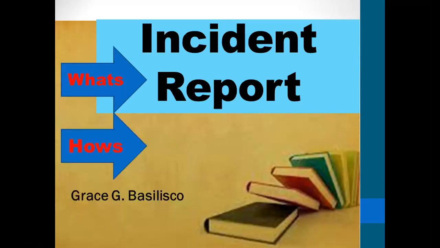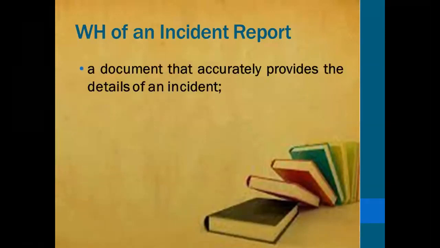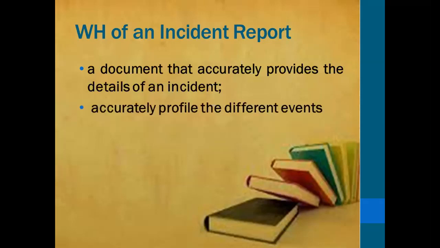incident reports should be done. An incident report is the first step any individual or organization should take upon the occurrence of any unforeseen event that affects its output while putting other persons at risk. An incident report is a document that accurately provides the details of an incident, especially one that causes damage, injury, or death. It helps an organization accurately profile the events leading to the incident and the aftermath of this occurrence.